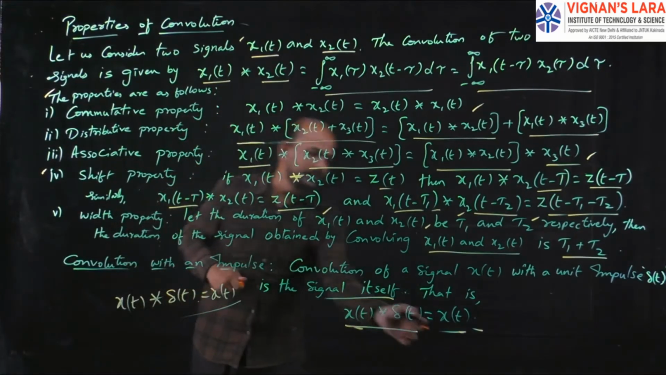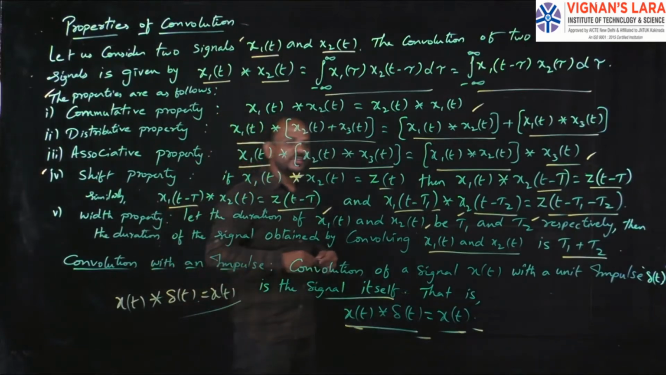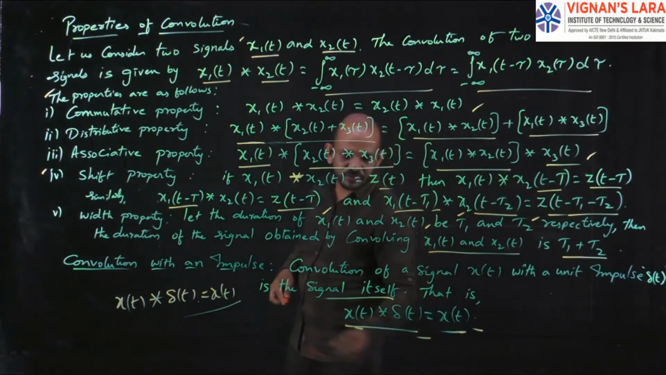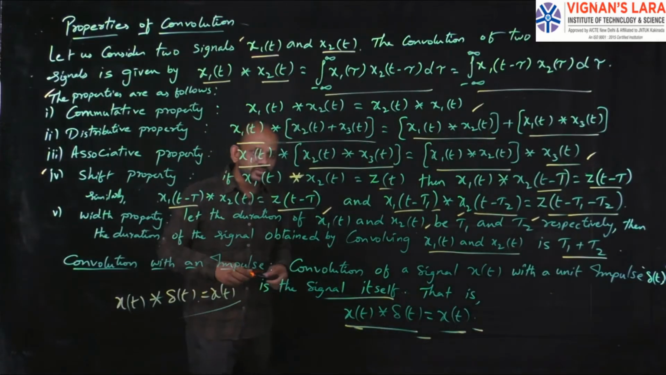Convolution with an impulse. If we convolve any signal with a unit impulse, then the output is the signal itself. That is represented mathematically as x of t convolution delta of t equal to x of t. So these are the complete explanation about the properties of convolution. Now we move on to the concept of convolution in time domain and frequency domain. That is nothing but time convolution theorem and frequency convolution theorem. We will move on to that.